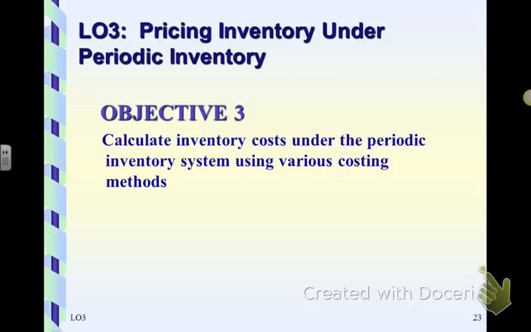Let's start going into the pricing of the inventory under the different methods. So we're going to calculate inventory costs under the periodic method using the various different 4 costing methods that I talked about. And what I'm going to tell you right now is you need to have your textbook open to this chapter while we're going through this. And what I want you to do is have your textbook open to page 300. Well, actually, first start with page 299.